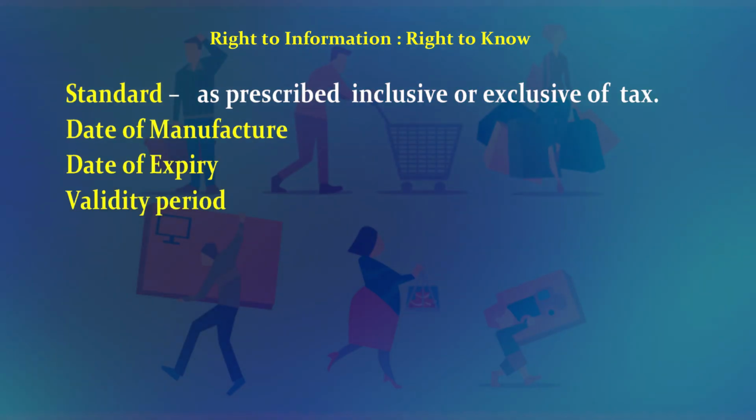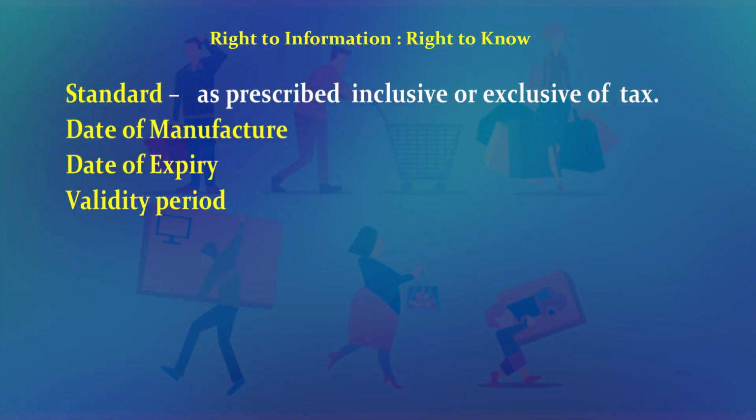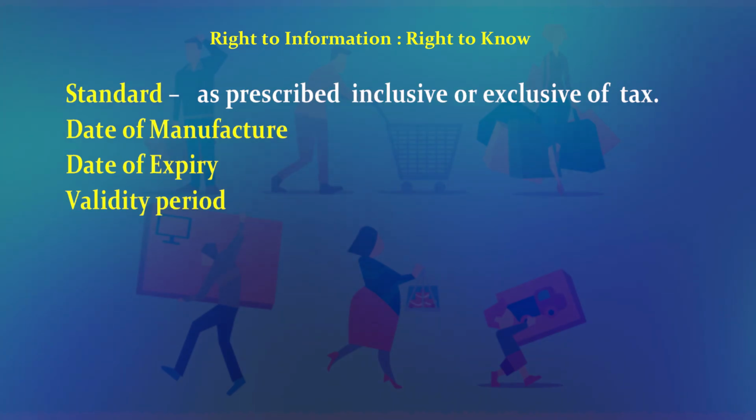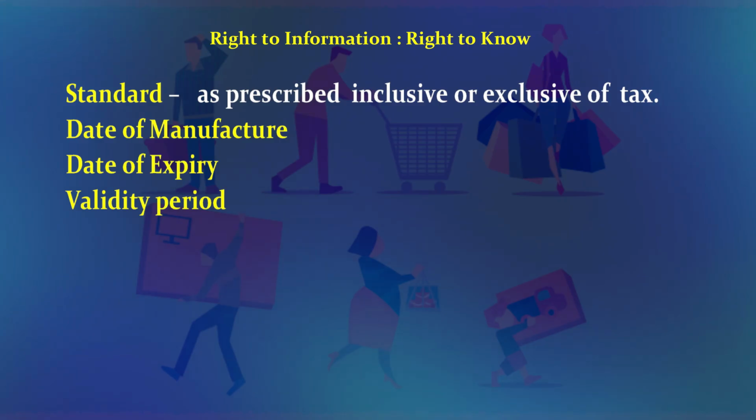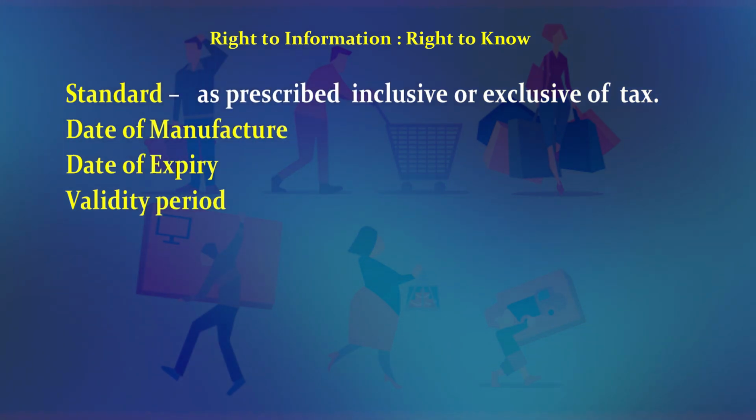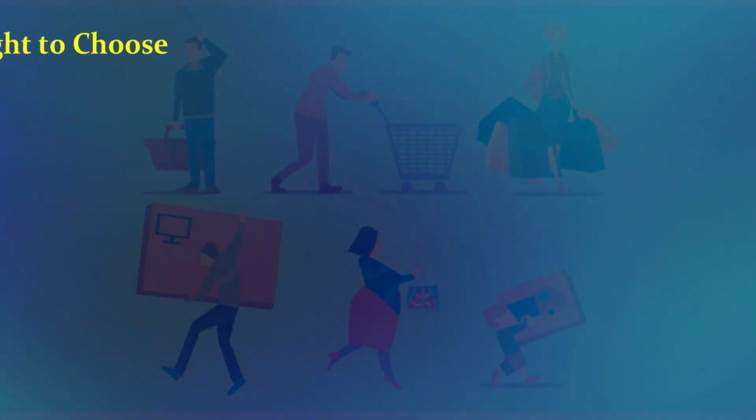So this is about the action taken by our consumer protection authorities concerned. This is about standards. There are various standards prescribed. The standard should be as per the standard authority. The date of manufacture should be printed on the label, and also the date of expiry, and what the validity period is. So all this information should find a place on the label. This is all about the right to be informed.